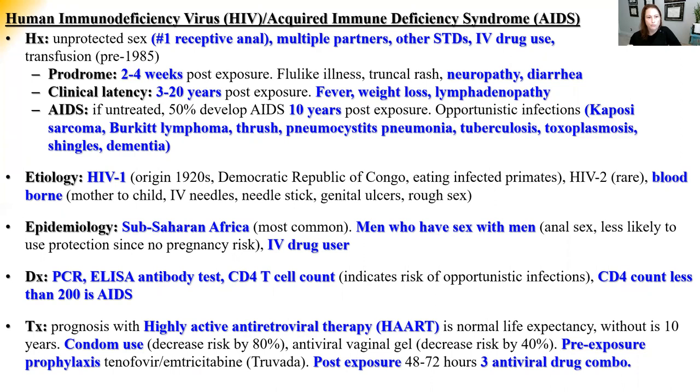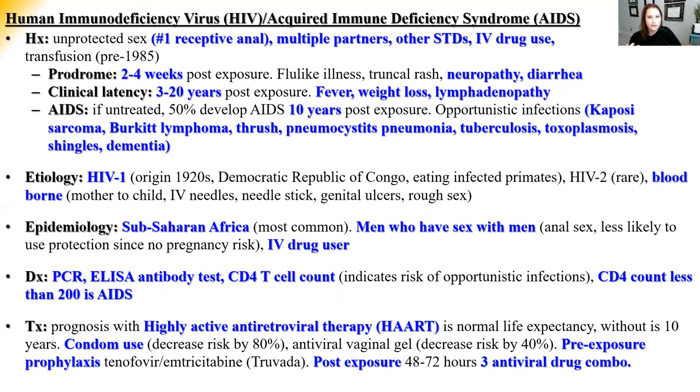You have the prodrome, which is 2 to 4 weeks post-exposure: nonspecific, flu-like illness, truncal rash, neuropathy, and diarrhea. Then you progress into the clinical latency, where you really don't have a whole lot of symptoms for 3 to 20 years post-exposure, but you are contagious. Fever, weight loss, and lymphadenopathy are going to be the most common findings during that phase.